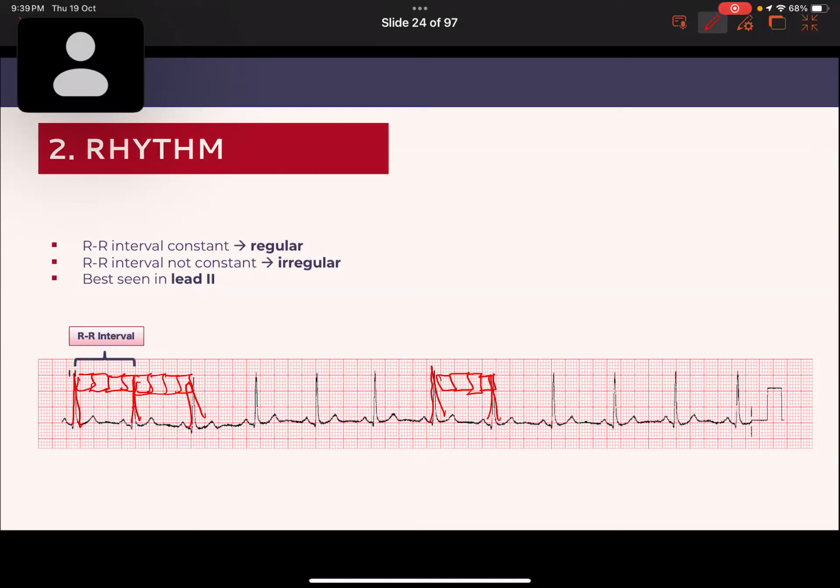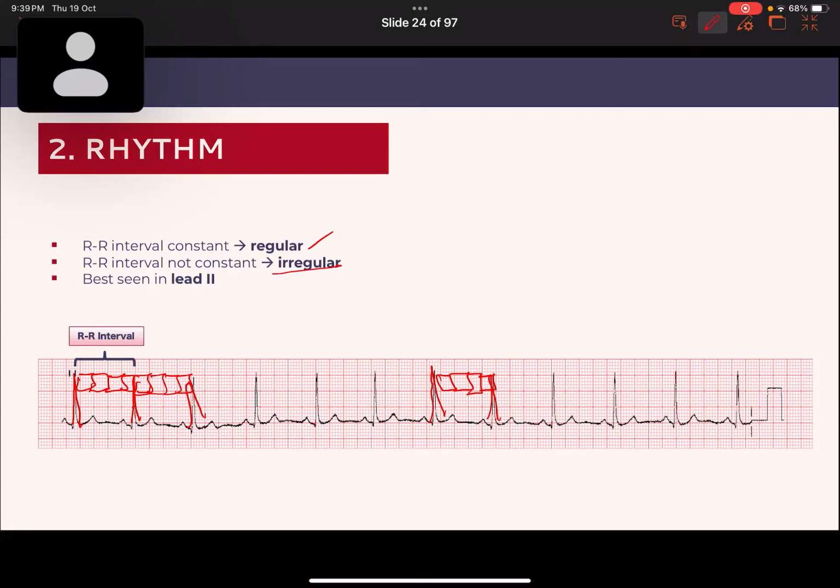At the start, you guys will need to count the number of large boxes, but with time, you can literally find out the rhythm just by giving it a look without even needing to count the number of large boxes. So if the number of large boxes is consistent in every RR interval in this rhythm strip, we're going to call it a regular rhythm. If, for example, we have 4 large boxes and then suddenly 5 and then suddenly 6 and then 3 or something like that, then we're going to call this an irregular rhythm.